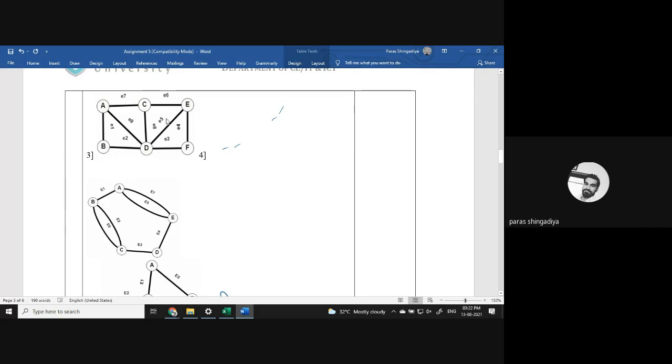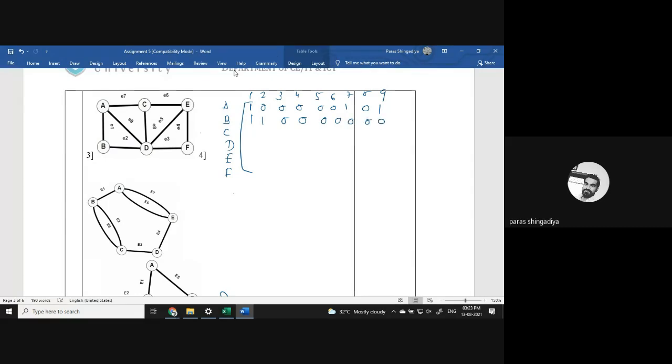So in this third graph, there will be 6 vertices: A, B, C, D, E, F. And 9 edges: 1, 2, 3, 4, 5, 6, 7, 8, 9, that is E1, E2, E3, E4. So A is connected with E1, E7 and E9. So 1, 7 and 9, and the rest of the entries keep 0. And B is connected with E1, E2, so 1, 2, and the rest of the entries put 0.